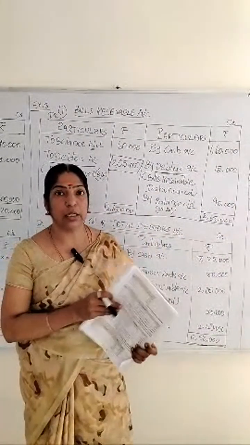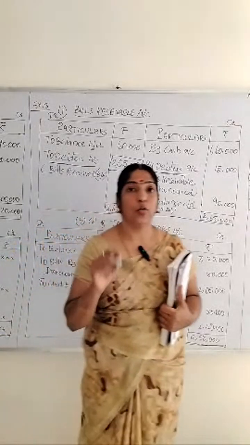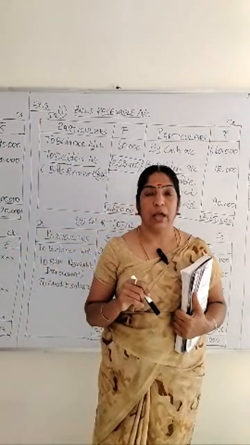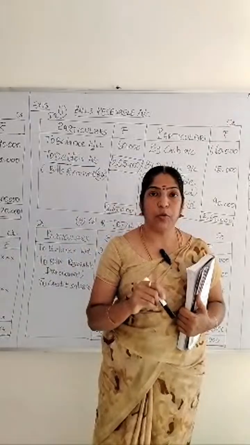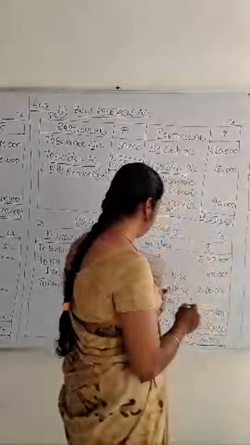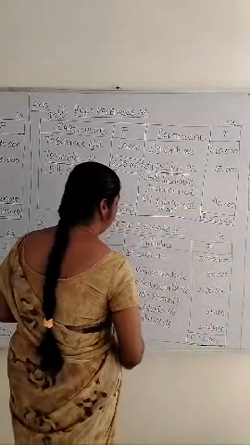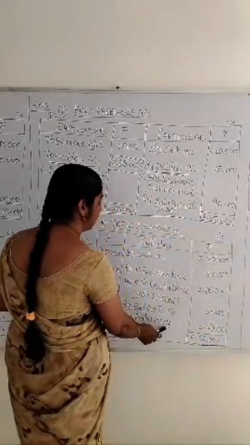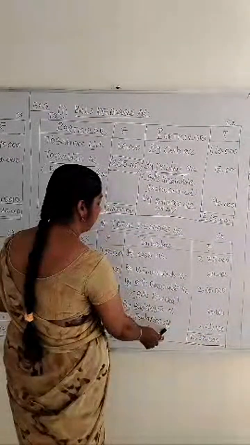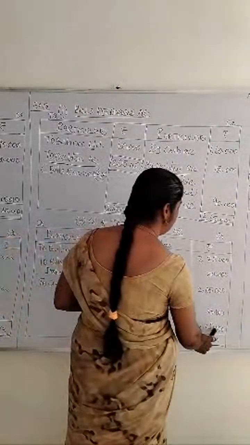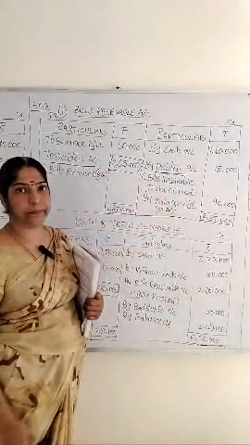So, sundry debtors on 31st March means what? Closing balance of the sundry debtors. Where will it be posted? On the credit side. Okay. So, on the credit side what are you going to write? By balance carried down. Carried down denotes what? Closing balance. How many rupees? 2,40,000 rupees given in the question.